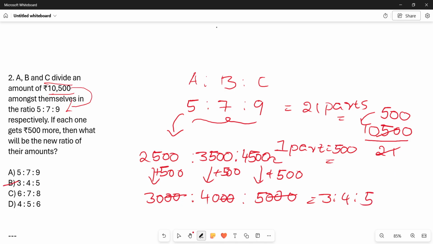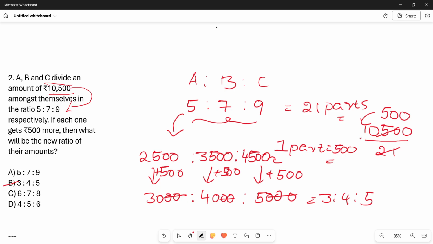Option B is the correct answer. So very simple question. First, we have to know the ratios, 5 is to 7 is to 9. Total is 21 parts. 10,500 is divided by 21. You will get 500 per each part. Then find the original amounts: 5 into 5, 25, 7 5s are 35, 5 9s are 45. After adding 500, we'll get 3,000, 4,000 and 5,000. The ratio we'll get is 3 is to 4 is to 5.